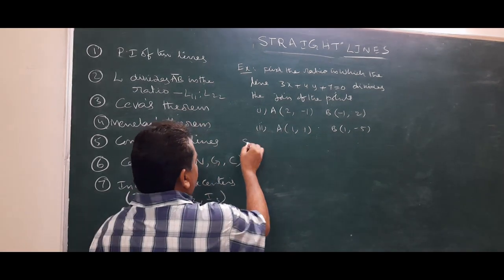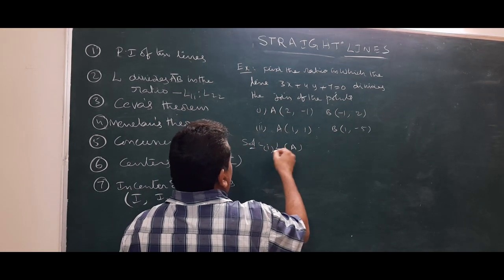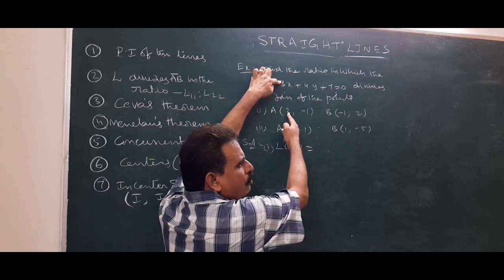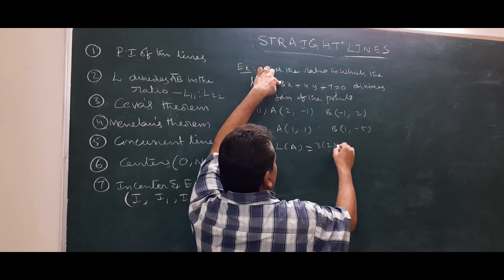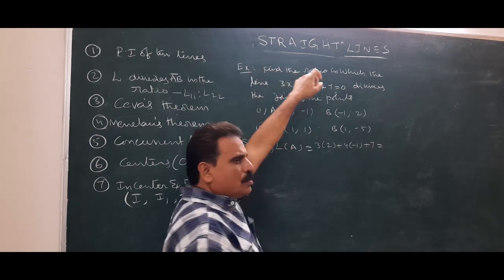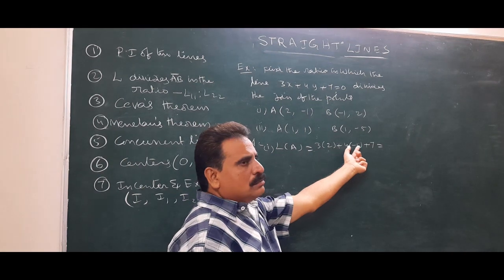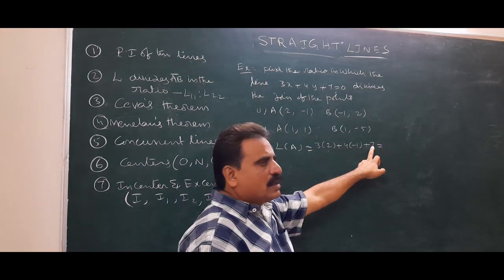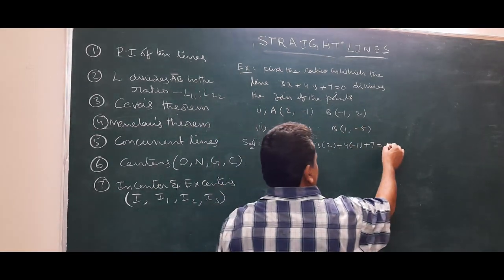L of A means, first one, L of A. L is this line, A is this point. You have to substitute this point in this line. 3 into 2 plus 4 into minus 1 plus 7. That value is equal to 6 minus 4 plus 7. 6 plus 7, 13. Minus 4, 9.